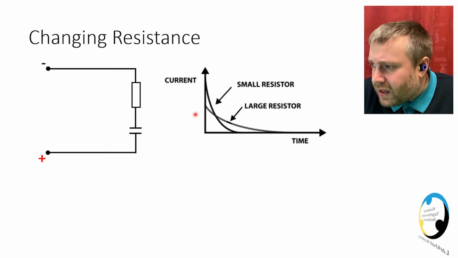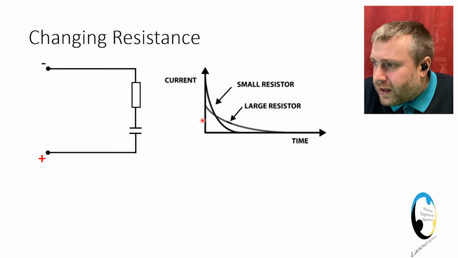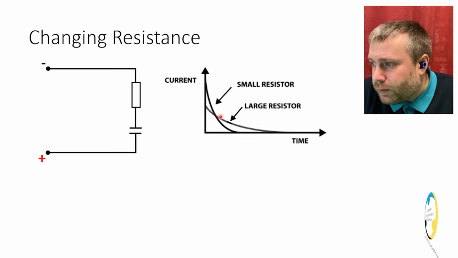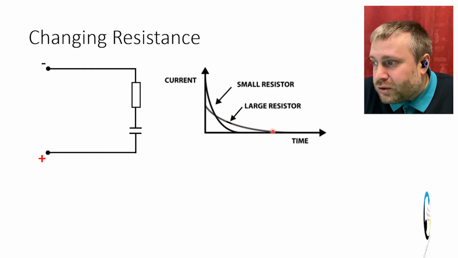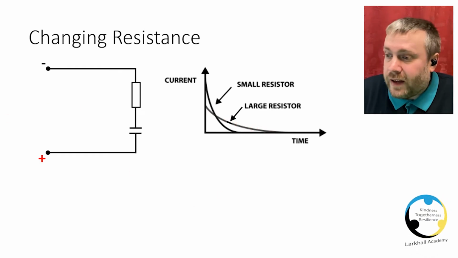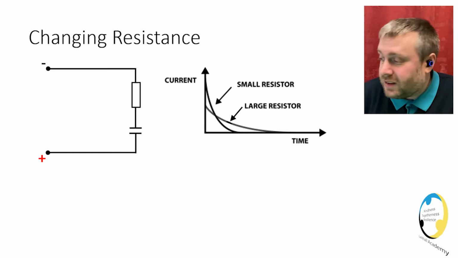However, as I said, if you've got a larger resistor, you start off with a smaller current. Because you've got a smaller current, it's able to push that charge through the resistor much more slowly, so it takes much longer to get your capacitor fully charged. It's as simple as that.